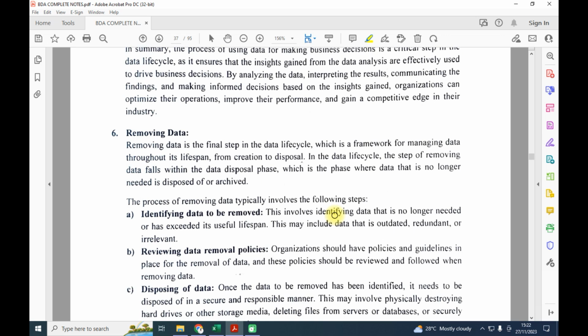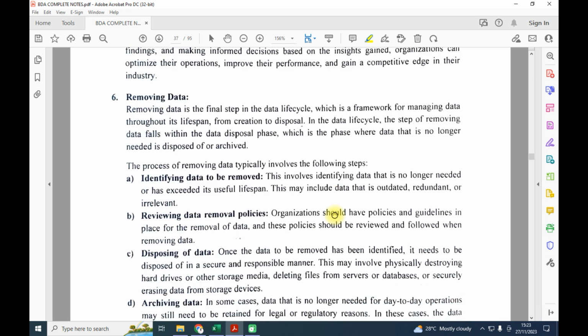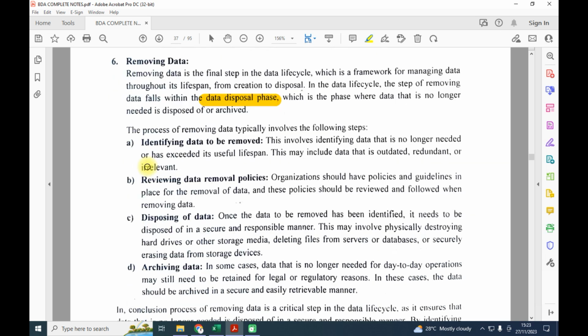And the last stage, number 6, we remove the data. Now already we have made the decision and we have used the data to make this decision. Then we no longer need this particular data, so we go to the process of removing the data. So removing data is the final step here, and it falls within the data disposal phase, under the phases of the data life cycle, which is the phase where data that is no longer needed is disposed or archived.